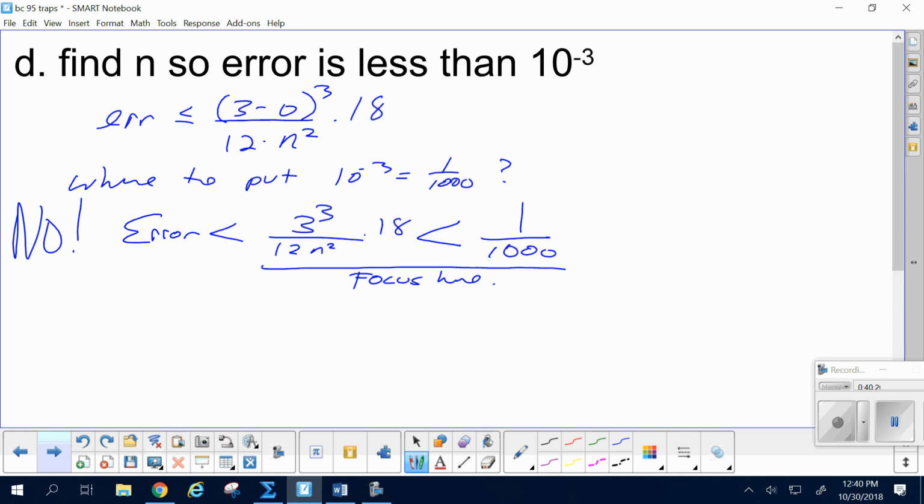I could do a little bit of cleaning up. Can I multiply n squared over without fear of switching the inequality? Remember, when you multiply by a negative, you have to switch that inequality. But when you multiply by a positive, you don't switch that inequality. So can I move that n squared over without fear? You can. Why? It must be positive. Likewise, I can move the 1,000 over there. It's positive, so no worries. So I might get something like 27 times 18 times 1,000 over 12 on the left, and n squared on the right.